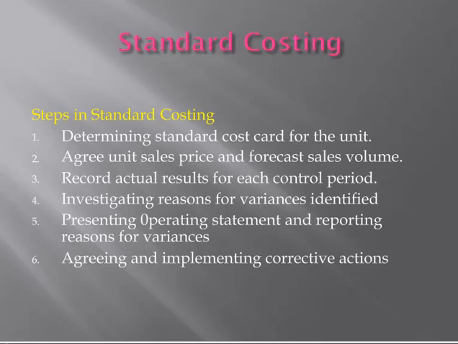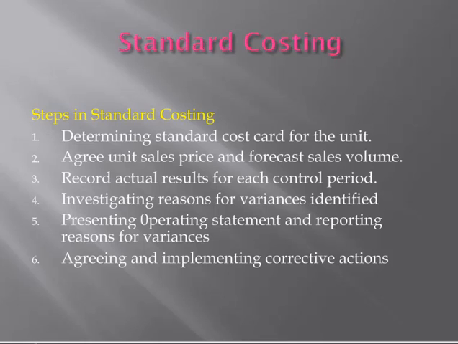The classical steps you will see in any standard costing system. The first job is through analysis and consideration to determine the standard cost card for a particular unit. Part of the budgeting plan will be to agree what the unit sales price is and what the expected sales volume forecasts will be for a particular period. So once you've determined the standard costs and the budgeted revenues, we then record what actually happened for the period. We record our volumes produced and sold, our revenues derived, and our costs incurred, and they would be recorded in our ledgers.